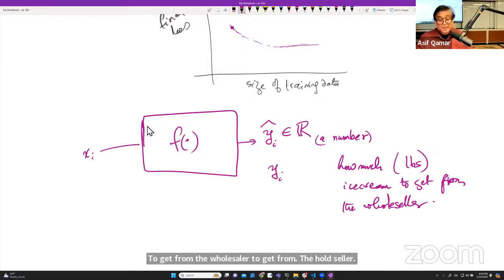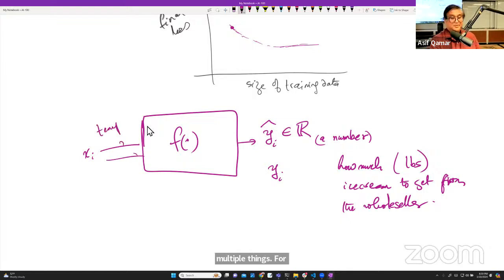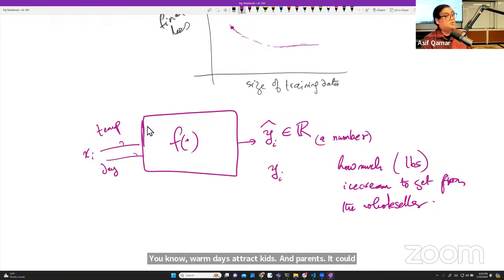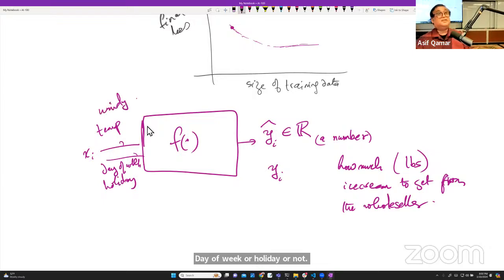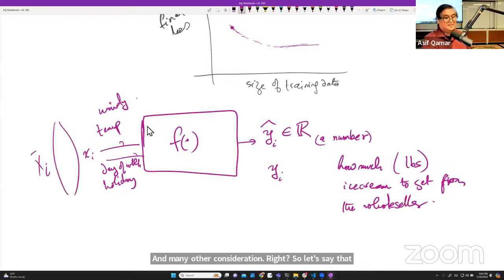isn't it? Now, let's say that input could be multiple things. For example, it could be the temperature. Warm days attract kids and parents. It could be day of the week or holiday or not, right? Because who takes kids to the beach? Parents. And if they're tied down to work, they won't go. Day of week or holiday or not. Windy. If there are big surfs in the water, big waves, parents will keep the kids away, and many other considerations. Right? So let's say that all of these make up your input vector, and y is how much ice cream you're going to get.